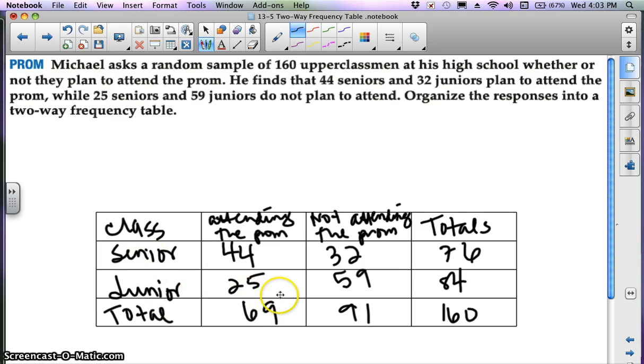So we have 69 people attending the prom, 91 not attending the prom, which leaves 160, which is the total that Michael asked. And then we have 84 juniors and 76 seniors for those totals. So this is the two-way frequency table. We have two different sets of data that we're looking at.